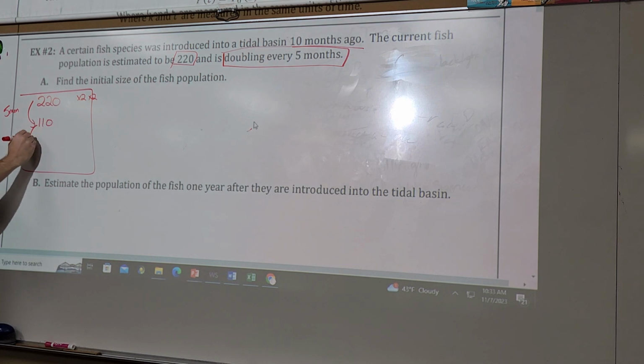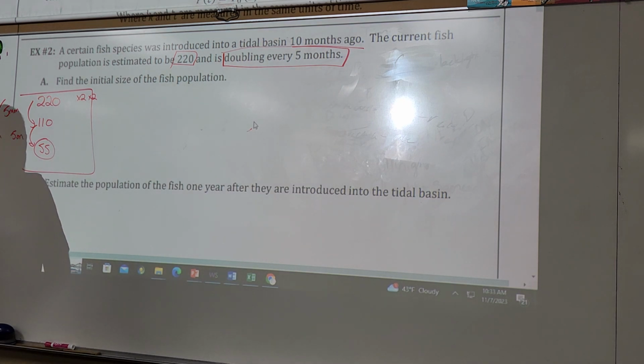110. How many would I have had 5 more months ago? So your initial's 55. Is that 10 months? So I would have started at 55. Now, will I be able to do that with any problem? No. This is an oversimplified one. If I really wanted to be cool, what I would do is this.